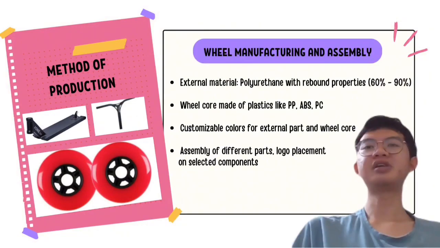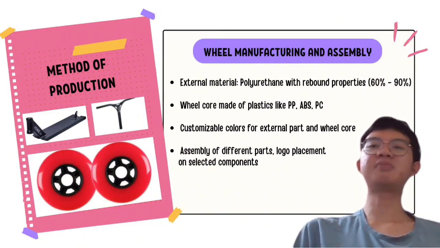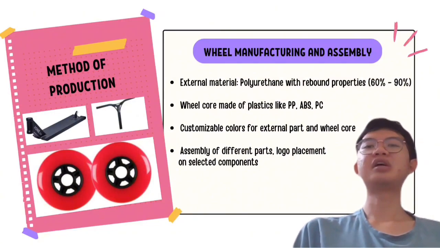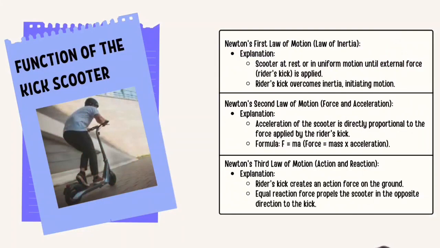For wheel manufacturing, polyurethane with rebound properties of 60% to 90% will be used for the external material. The wheel core will be made of plastics like PP, ABS, and PC. The colors for the external part and wheel core will be customizable. And finally, the assembly of different parts will proceed with logo placement on selected components. Now let me explain the function of the kick scooter.